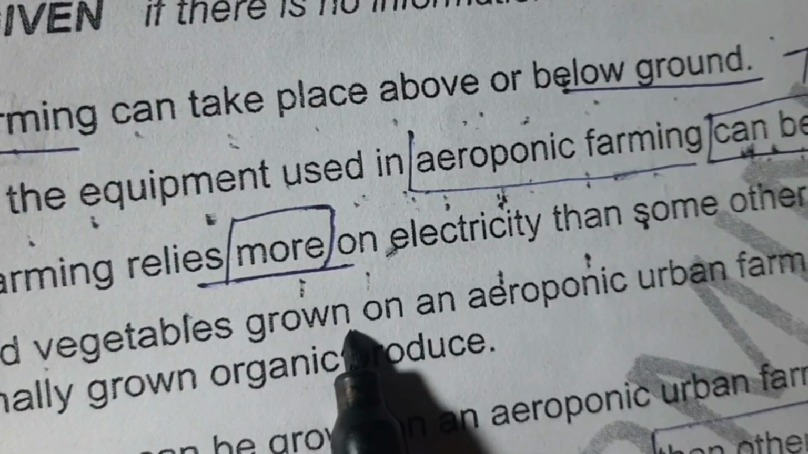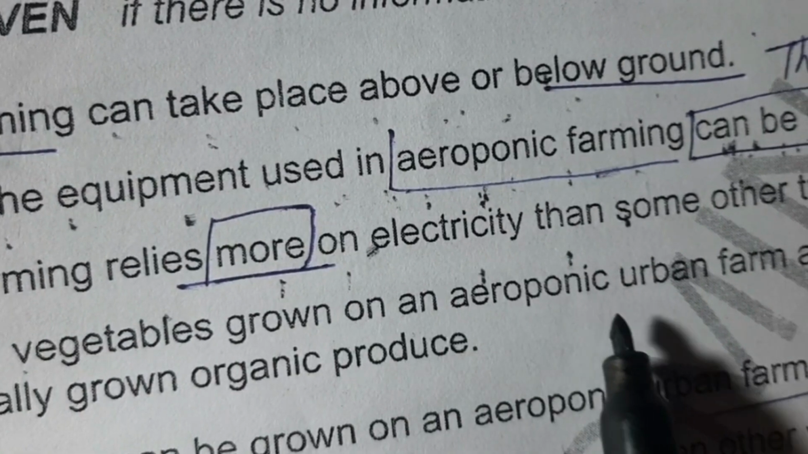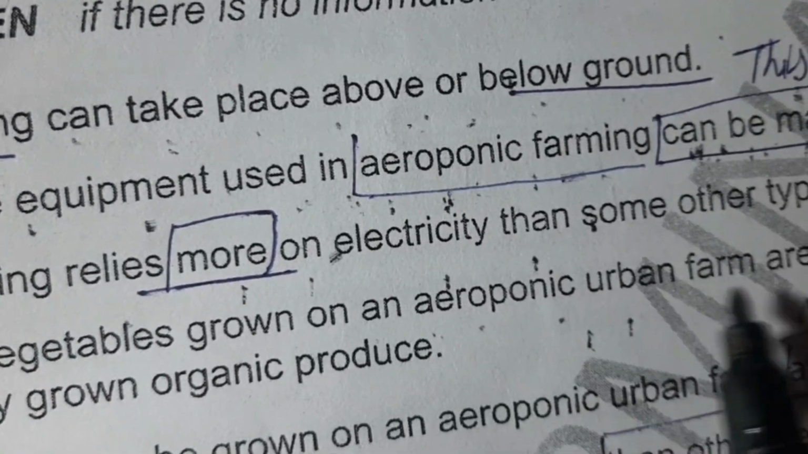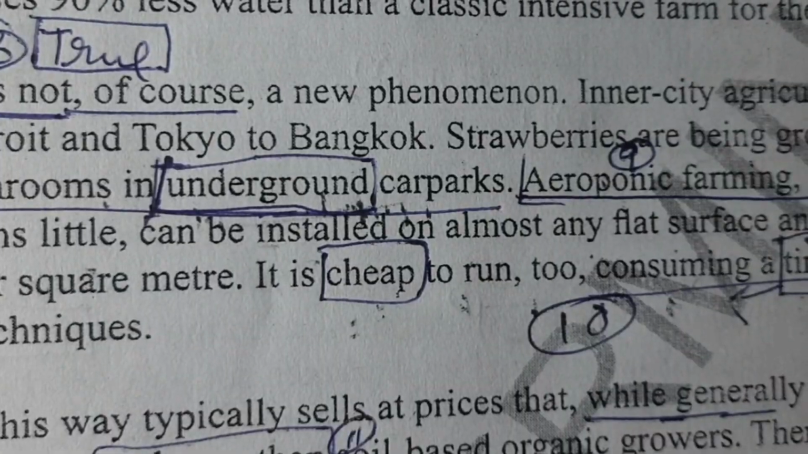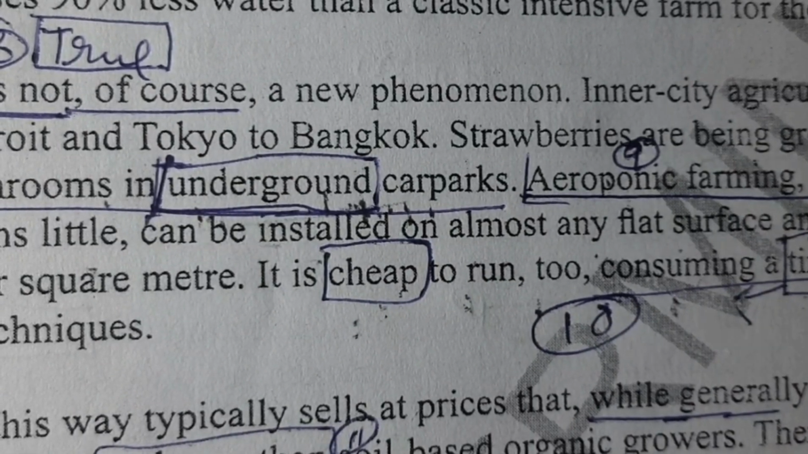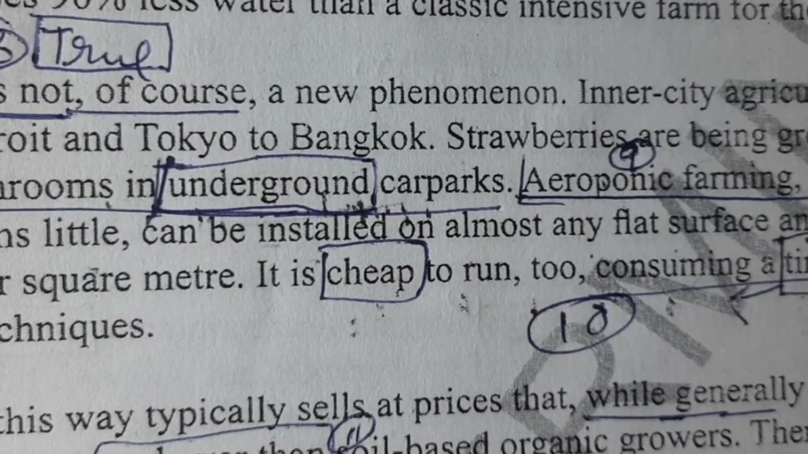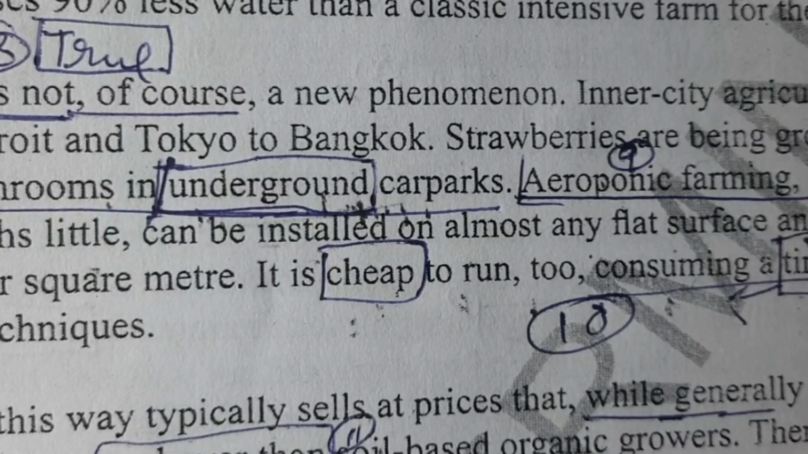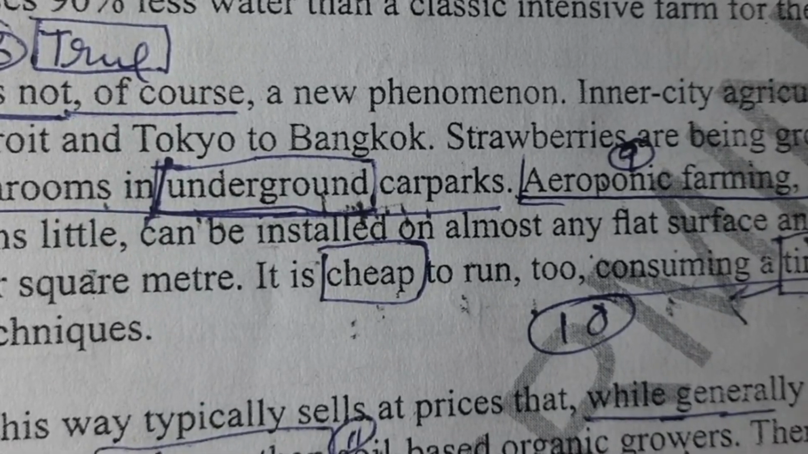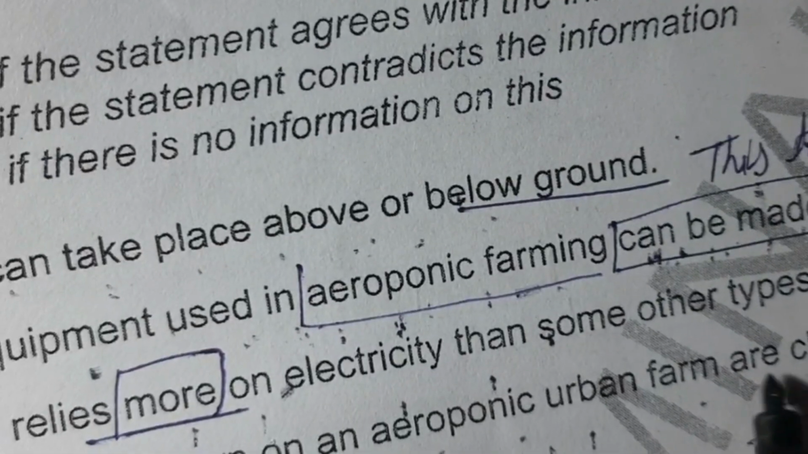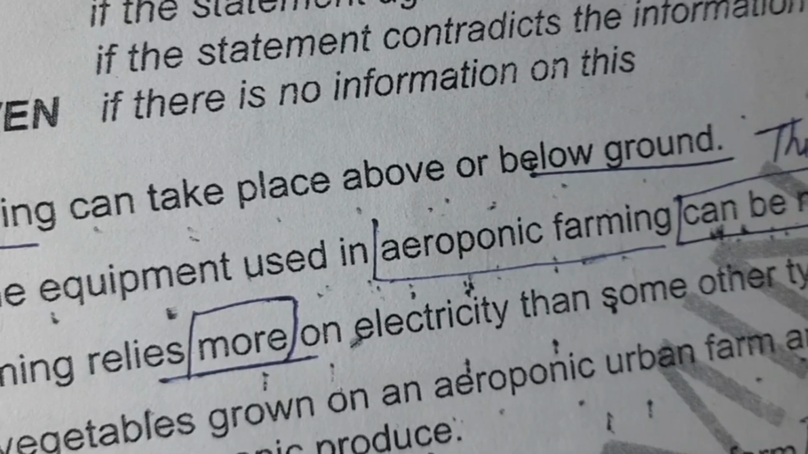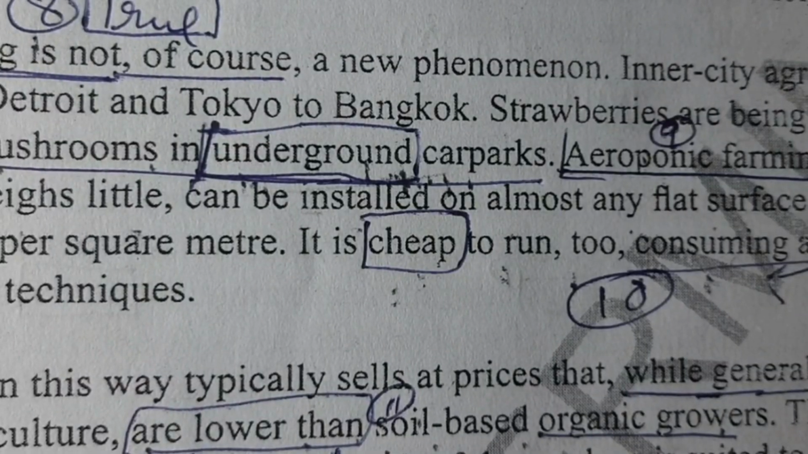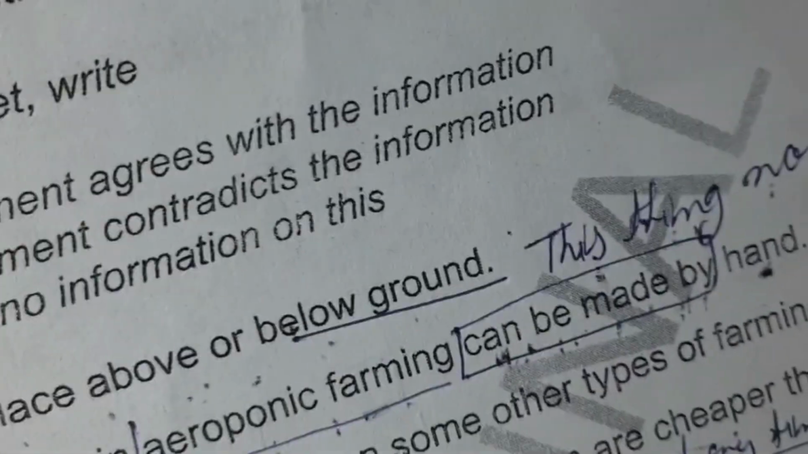Fruit and vegetables grown on an aeroponic urban farm are cheaper than traditionally grown organic produce. Let's move on to the 11th. The 11th is given as it is in the next paragraph: lower than soil-based organic growth. Here we can see that are cheaper than traditionally grown organic produce. So we can say that the answer is true. Let's move on.